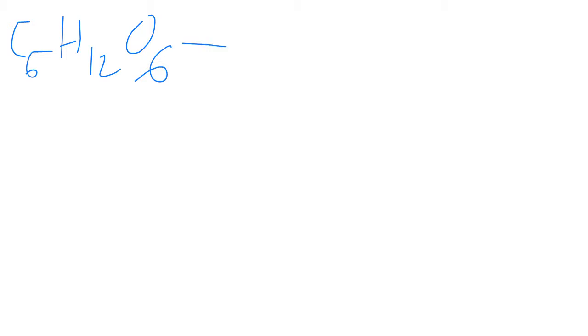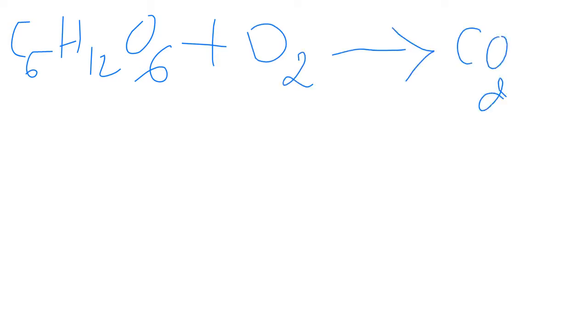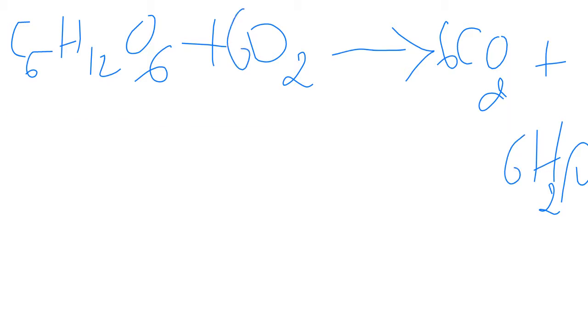C6H12O6. We breathe oxygen, all right? And we produce CO2 plus water. This is what our cells do. So let's balance it. These are the chemical reactions, the reactants and the products, for cellular respiration.